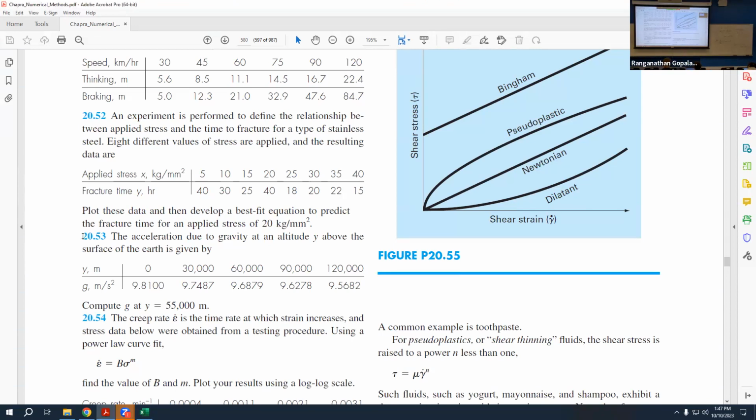Example 20.53. The acceleration due to gravity at an altitude y above the surface of the earth is given by this. The data is given to you. Nothing is suggested about whether it should be a linear fit or non-linear fit. You have to make your own judgment to compute what g is at 55,000 meters.